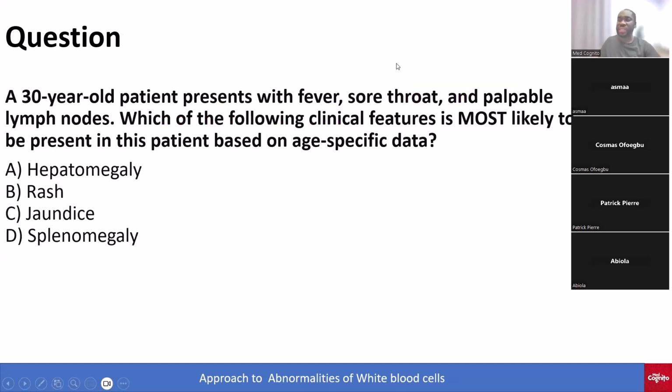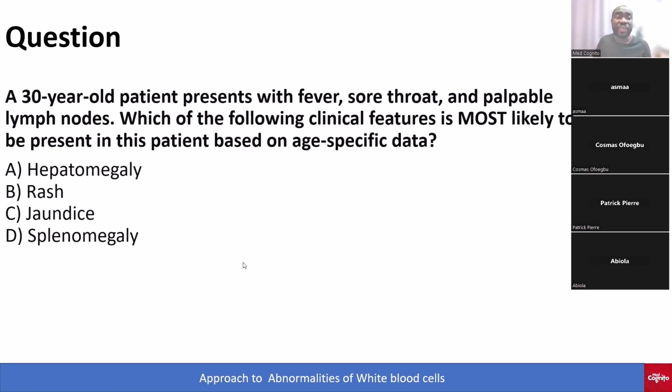Now, I have this question, because I promised you that I was going to drop a question. So please, I need somebody to read this for us. A 30 years old patient presents with fever, sore throat, and palpable lymph nodes. Which of the following clinical features is most likely to be present in this patient based on age-specific data? Beautiful. A. Hepatomegaly. B. Rash. C. Jaundice. D. Splenomegaly. Please type in your answer. The answer is D. D, most likely.